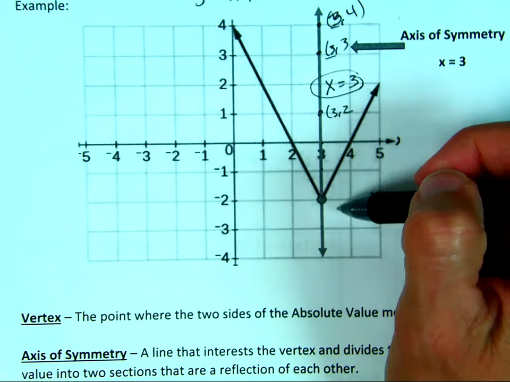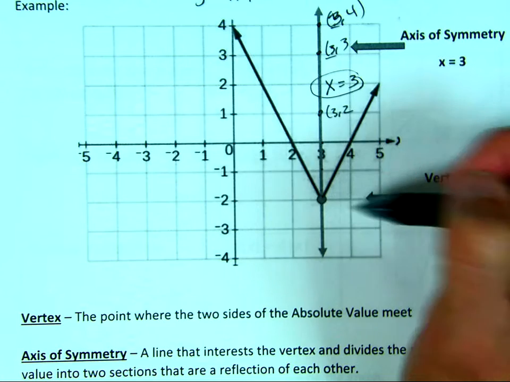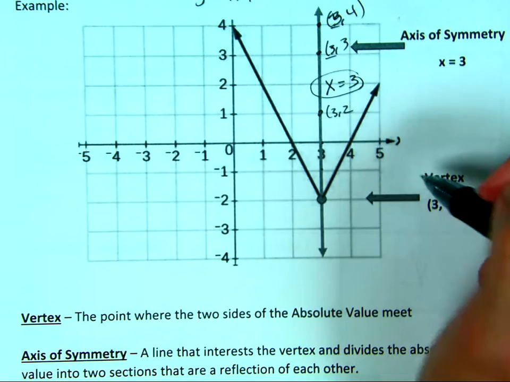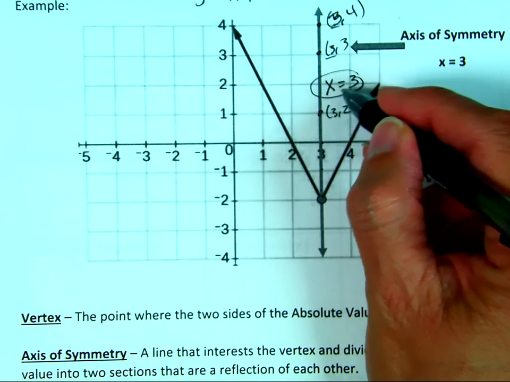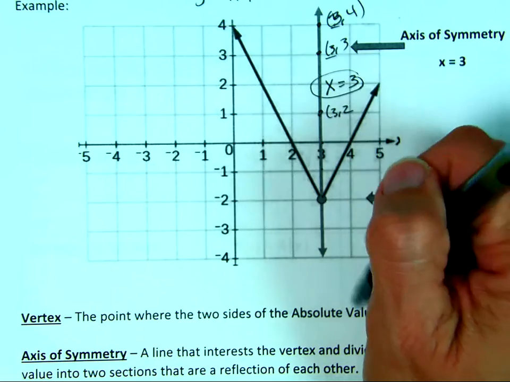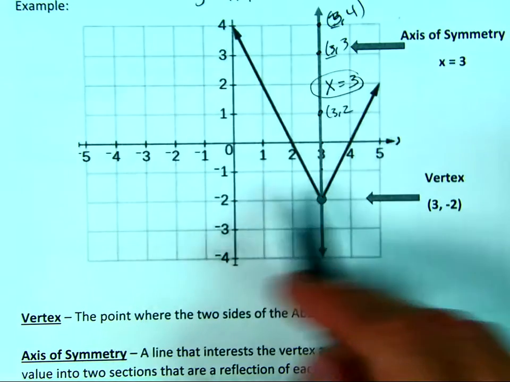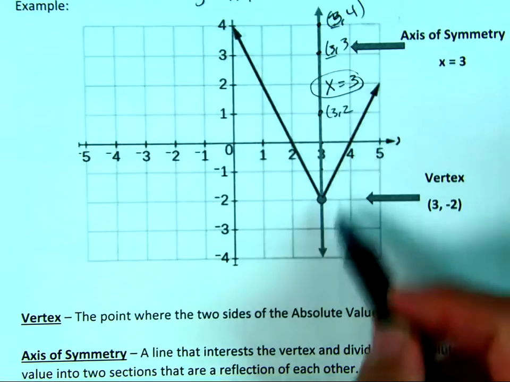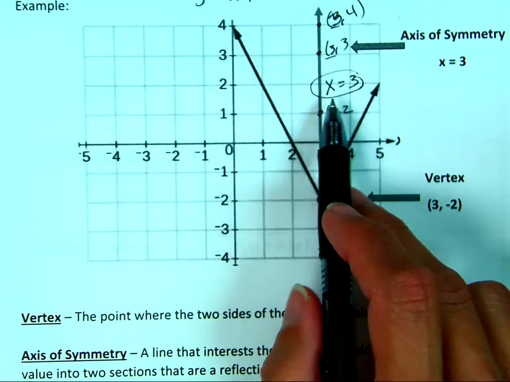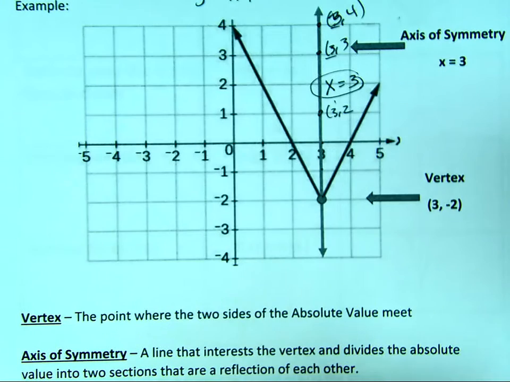So if they ask you to graph an absolute value and also find the axis of symmetry and vertex, the axis of symmetry is going to be x equals whatever x value the vertex has. When you get to Algebra 2, you learn about the absolute values that go left and right. But in Algebra 1, we stick with the up and down ones. So, axis of symmetry and vertex.